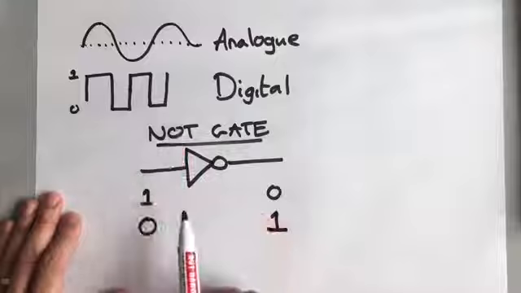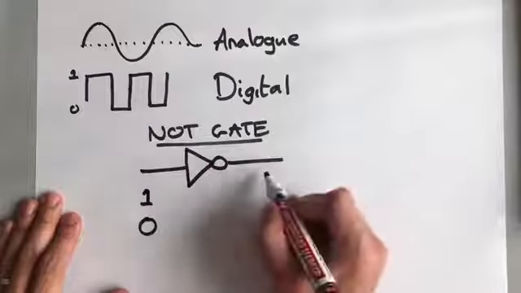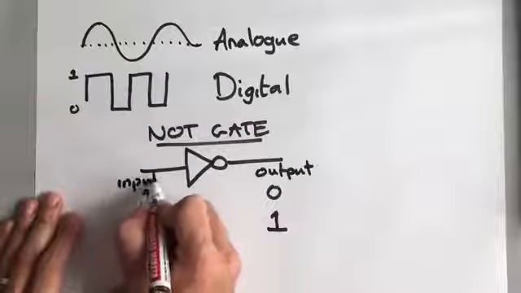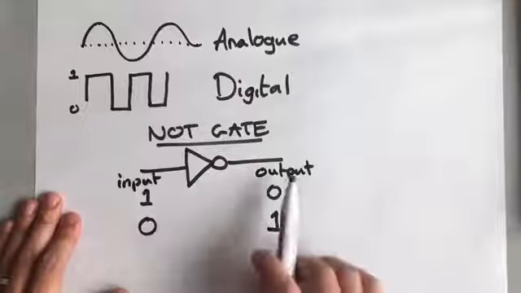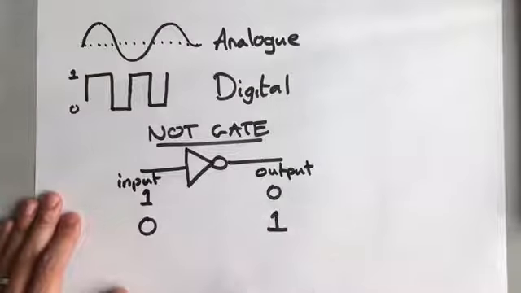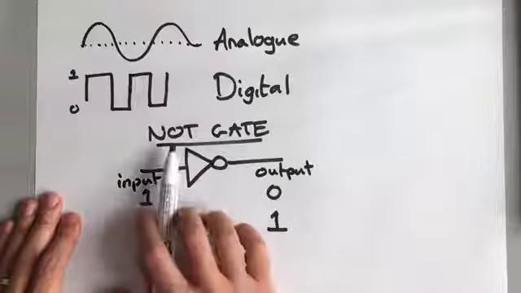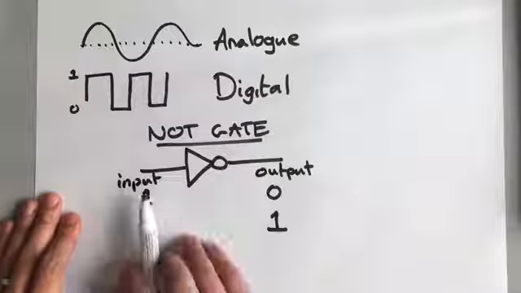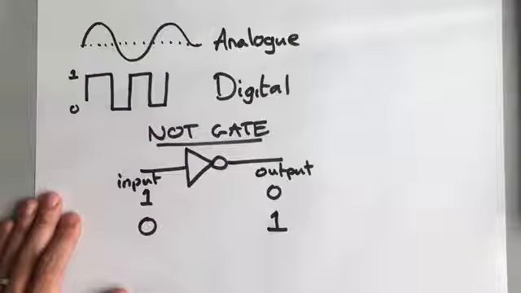So a NOT gate gives an output of the opposite of the input. It is not the same as the input. So if its input is 1, the output is 0, and if the input is 0, the output is 1.